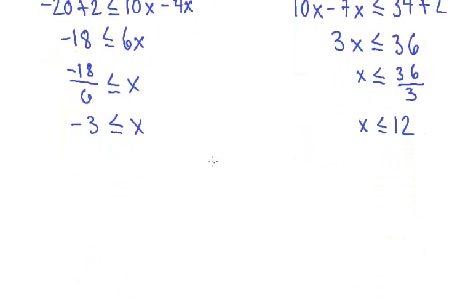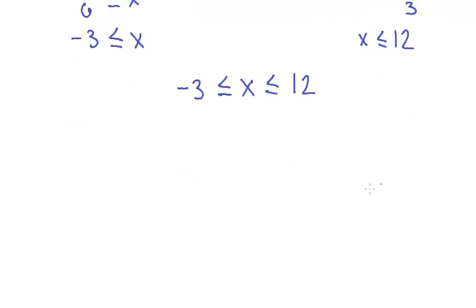Now that I found the answers, I'm going to combine this. I'm going to make kind of like a fusion. And instead of two x's separated, I'm only going to have one x in the middle. I'm going to have -3 on this side. I'm going to have 12 on the other side. That will be the answer of the exercise.